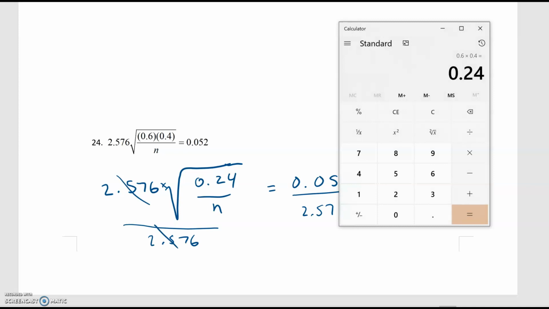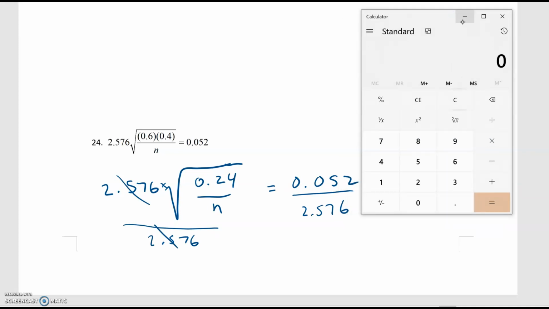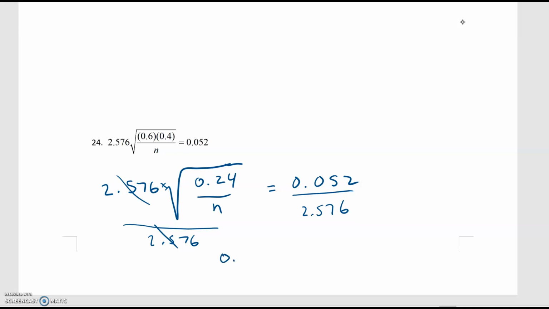On the left, I've got 0.052 divided by 2.576, which is 0.020186. Let's round that to 0.0202. All right, so the square root of 0.24 divided by n is equal to 0.0202. Okay, next, square. I've got to get rid of that square root sign, so you square both sides.